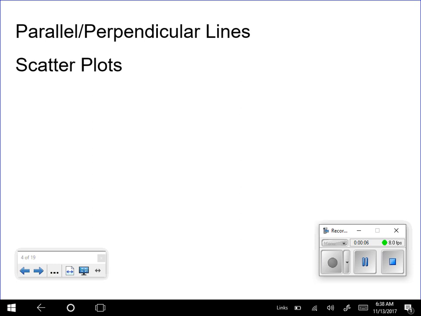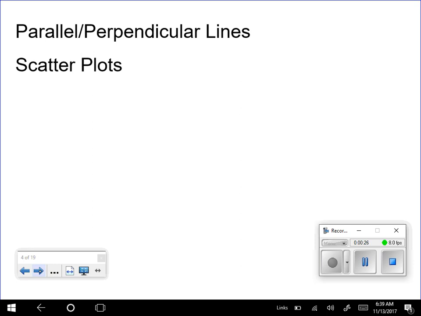Per request, I'm just going to go over some of the things we went over last week in class. So I'm not going to spend tons of time like it's new material because most of you have already seen the information. But I want to discuss parallel and perpendicular lines as well as scatter plots.